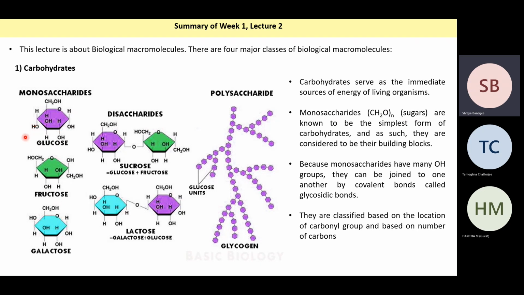Because they have multiple hydroxyl groups, they can form a dehydration reaction between 2 hydroxyl groups and join them through a glycosidic bond. So this is a disaccharide called sucrose, which is made up of glucose and fructose. This is lactose, which is made up of 2 monosaccharides, galactose and glucose. And these are classified on the location of their carbonyl groups and on the number of carbons. And this is a polysaccharide where innumerable monosaccharides are attached. This is glycogen, which is made up of numerous glucose units.